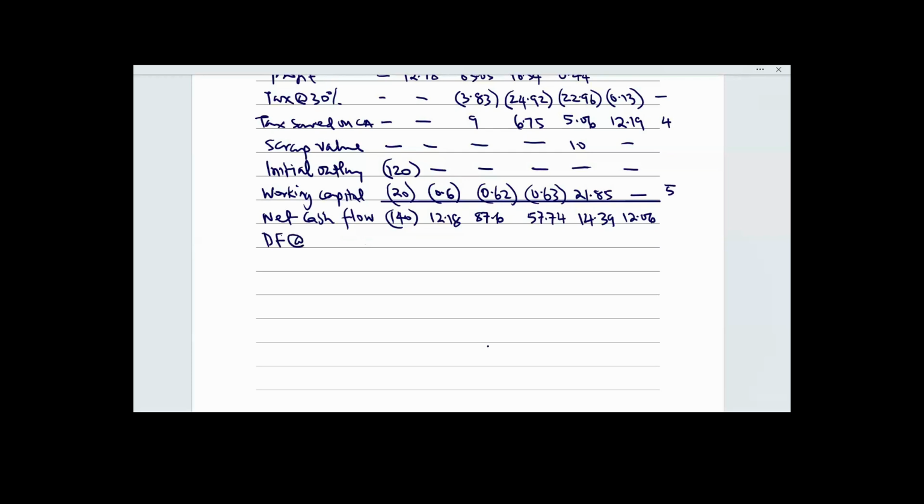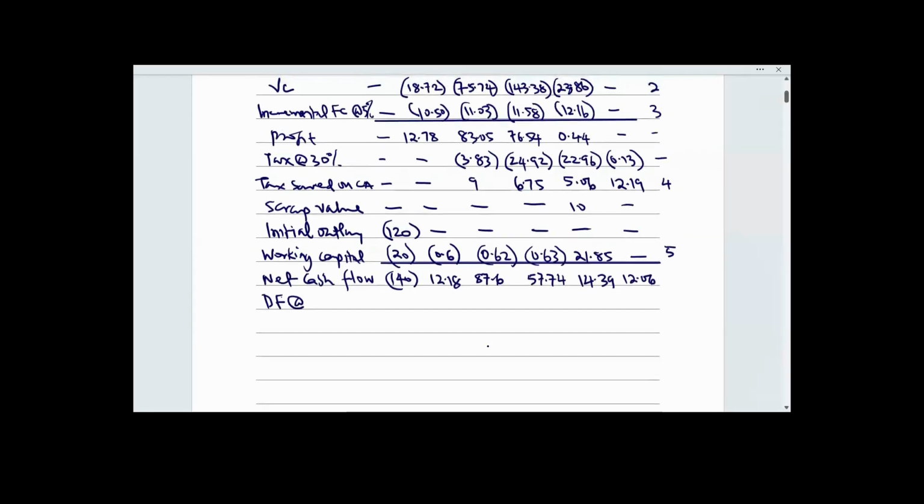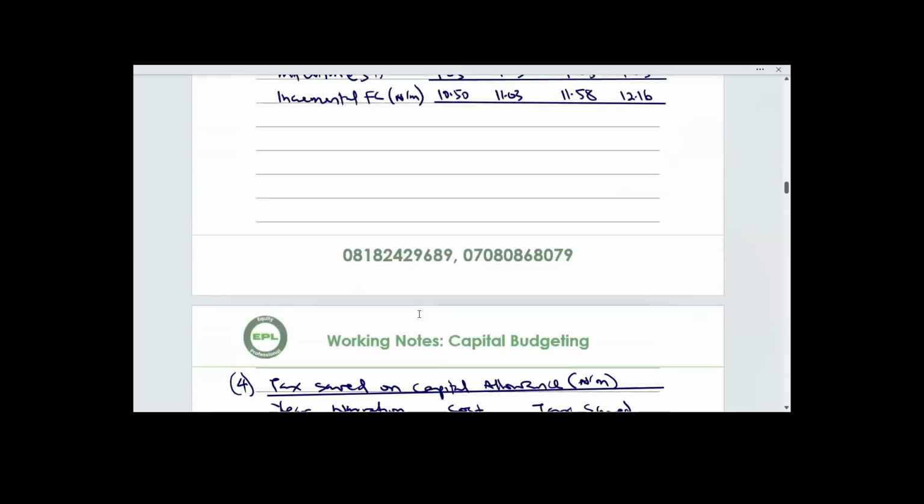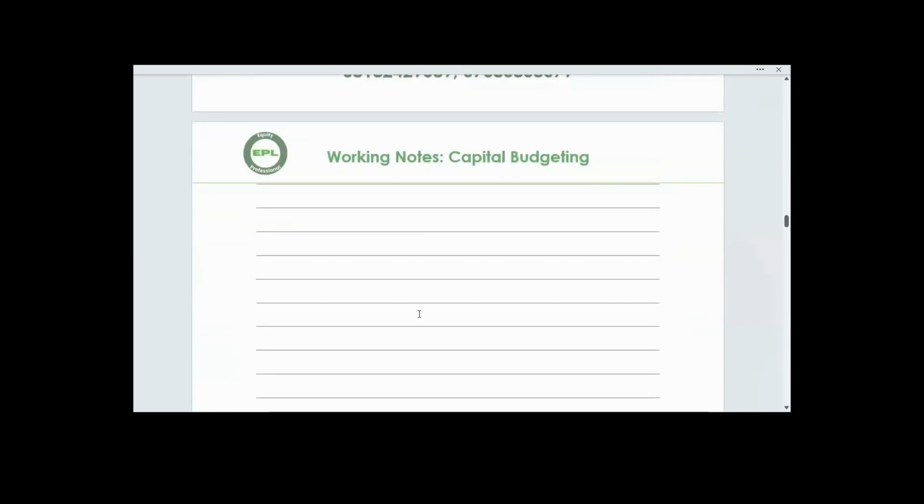I cannot use that 7.8% for this cash flow because the cash flows we have calculated are money cash flows. I cannot use real cost of capital for money cash flow, so I have to convert it to money cost of capital first. Therefore, I will go back and do my workings. So that will be working number 6. Okay, working number 6, I want to calculate money cost of capital.